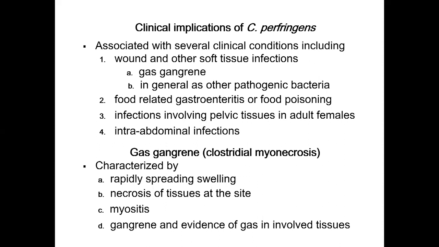So the clinical implications of Clostridium perfringens: it is associated with several clinical conditions. One, it can infect the wound, and it can also cause other soft tissue infections. When one looks at wound infection and soft tissue infections, there are two types. One, it causes a condition called gas gangrene. This is related to wound and other soft tissue. And secondly, like other pathogenic bacteria, it can cause wound infection and other soft tissue infections in general, which is not gas gangrene.